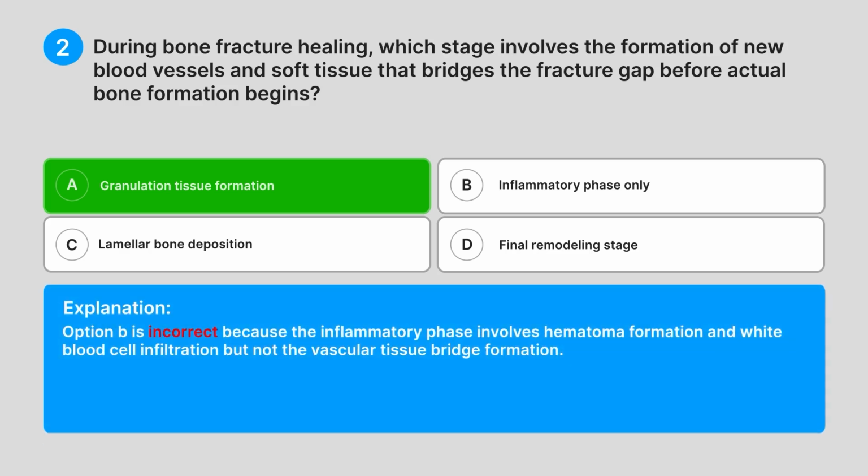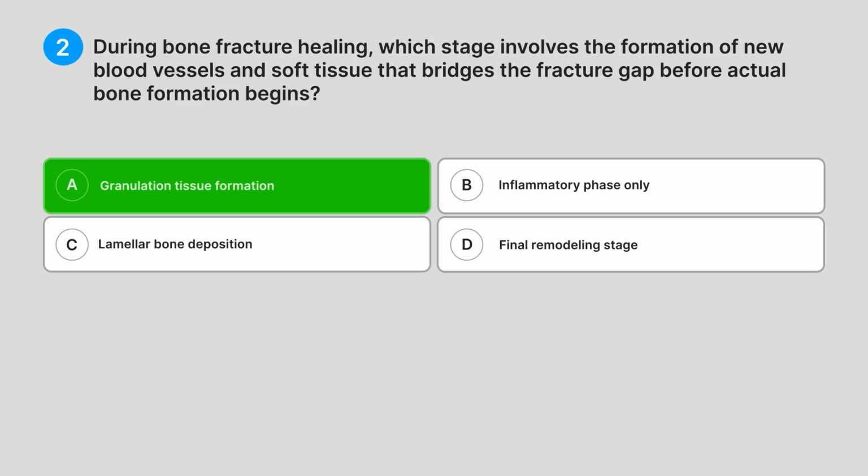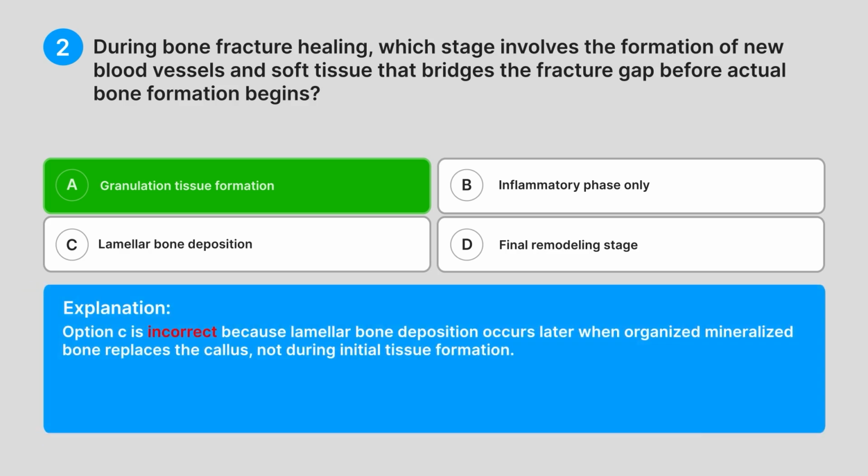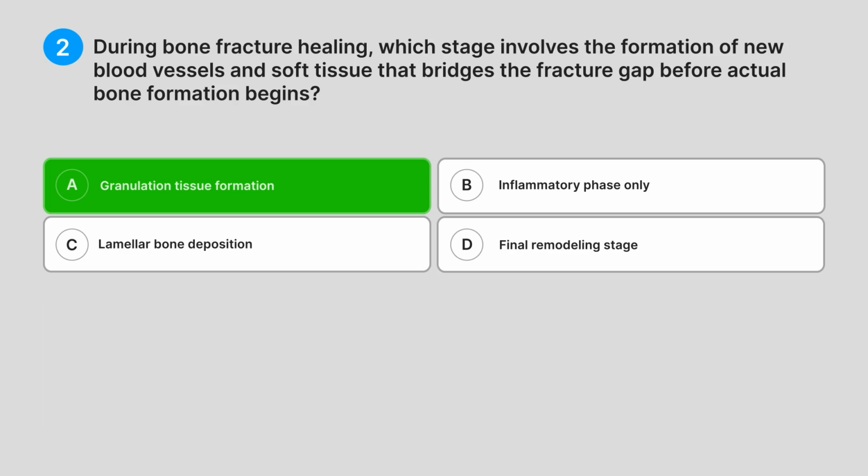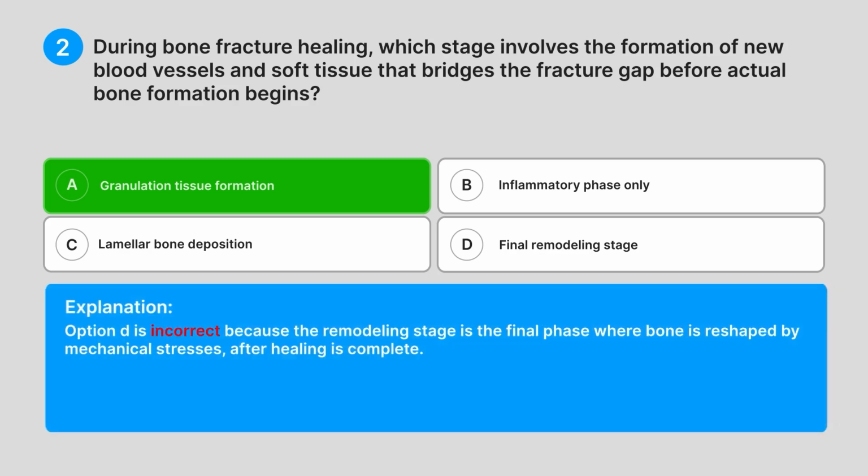Option B is incorrect because the inflammatory phase involves hematoma formation and white blood cell infiltration, but not the vascular tissue bridge formation. Option C is incorrect because lamellar bone deposition occurs later when organized mineralized bone replaces the callus, not during initial tissue formation. Option D is incorrect because the remodeling stage is the final phase where bone is reshaped by mechanical stresses after healing is complete.